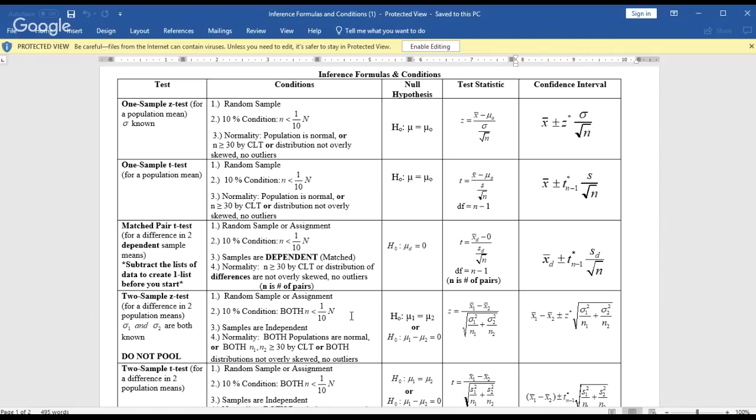I think I have it. Let me find it. If I can find it easily here, I'll send it to you. If not, look at that. It's your lucky day.